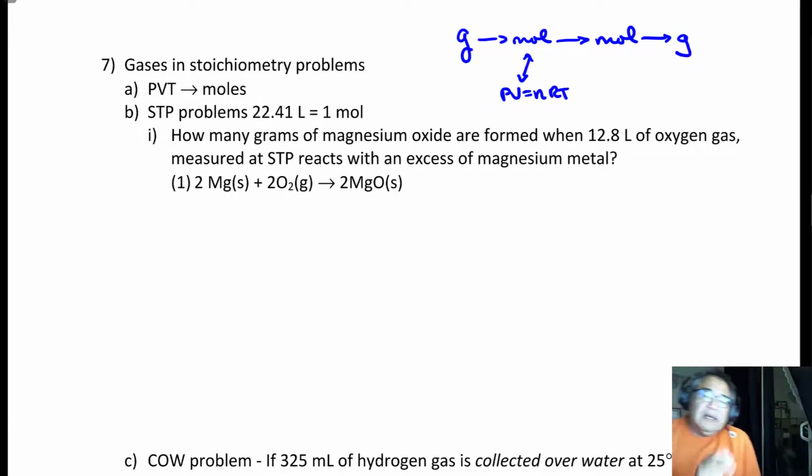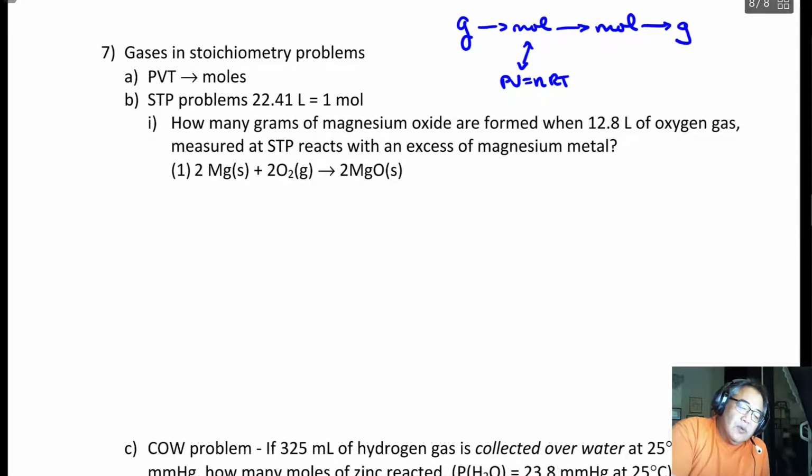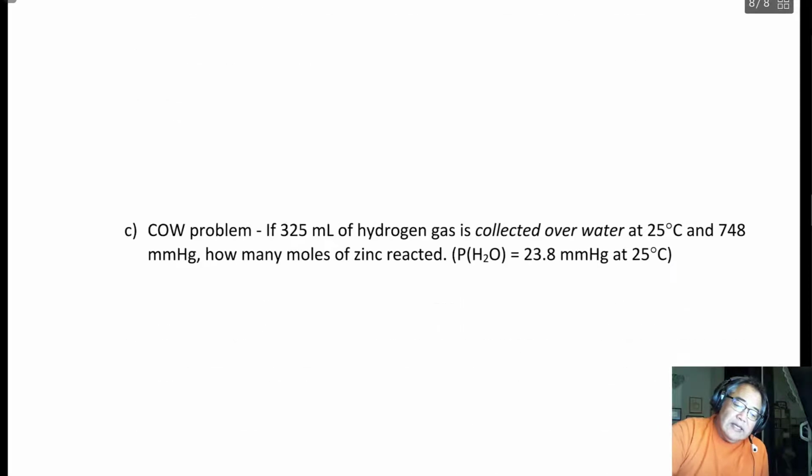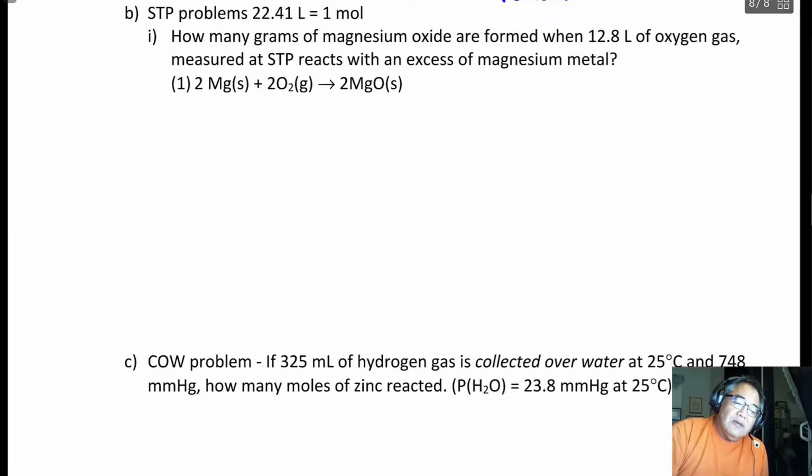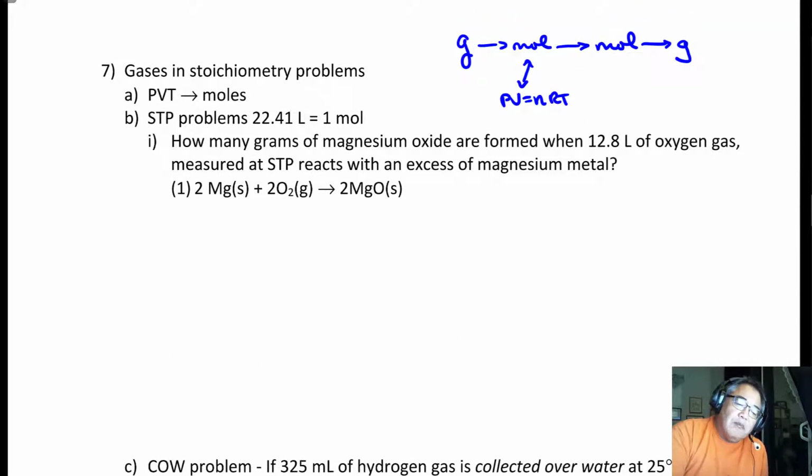But there's a special kind of stoichiometry problem that I want you to be familiar with, and that's this one. I do want you to be able to do this, and I'll do an example of it down here. They're rather lengthy problems, but this is a really fast one. It turns out at standard temperature and pressure, that number that we calculated before, 22.41 liters equals 1 mole, can be used in stoichiometry problems for gas. So let me show you how this is done.